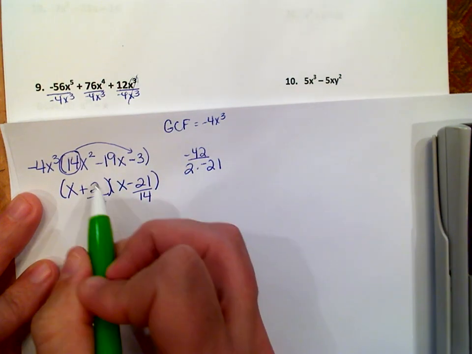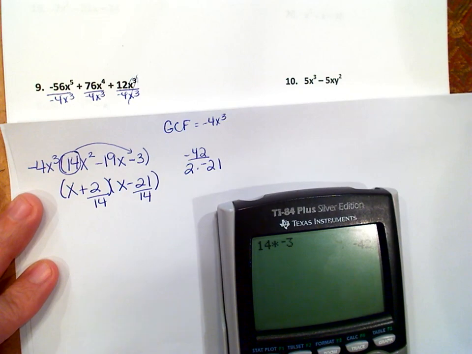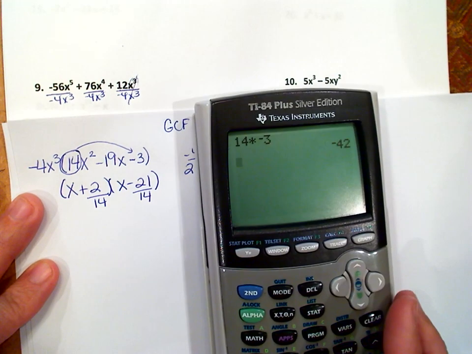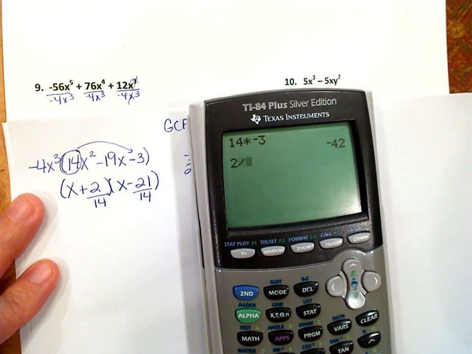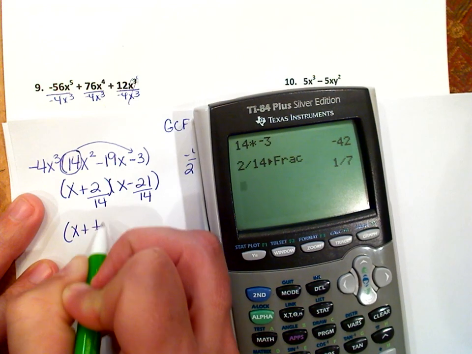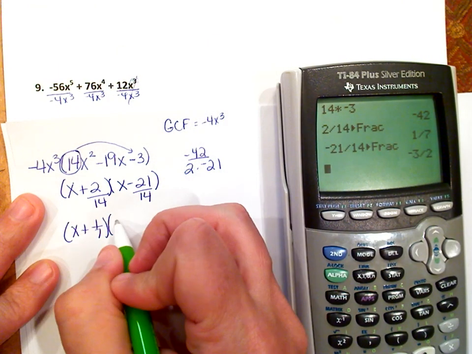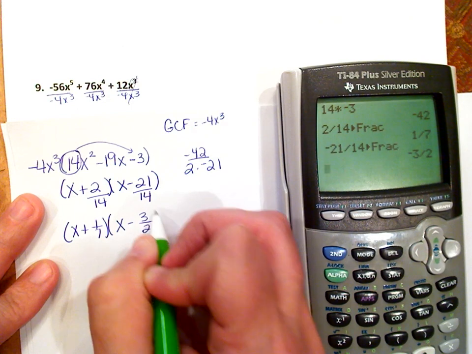Now make sure you always reduce your fractions. So in your calculator, to reduce your fractions, you can just do 2 divided by 14, math, enter. And so this fraction is now 1/7. And then we can do negative 21 divided by 14, math, enter. And we get negative 3 over 2. So x minus 3 over 2.